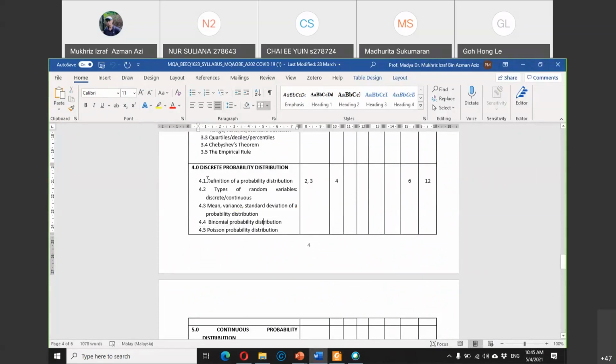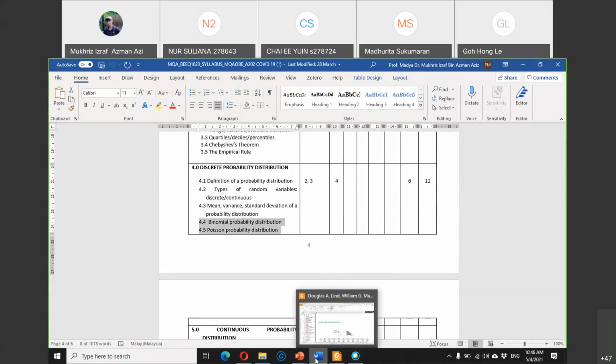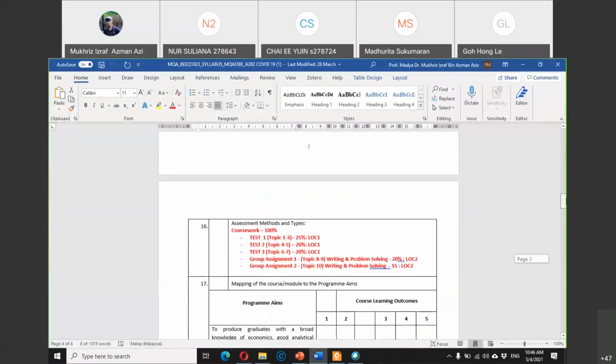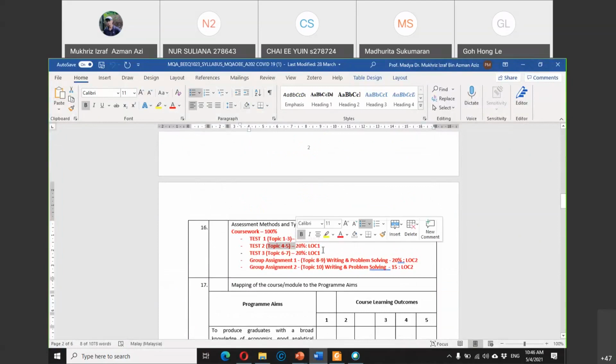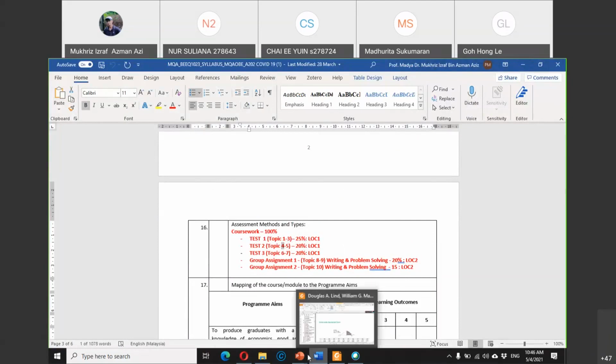But for today, I'm just going to start briefly on 4.1 until 4.3. I'm not going to spend a lot on the first 3 topics, but rather the focus will be on the remaining 2, because the test questions that you're going to have for test number 2 later on, topic 4 and 5, the focus will be mostly on binomial and Poisson. When it comes to chapter number 4, the test will mostly come from these two items, binomial and Poisson.